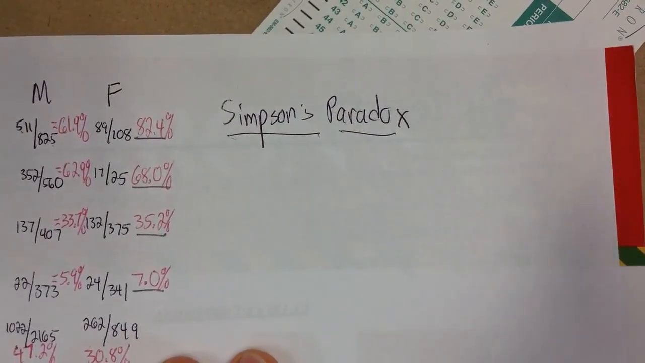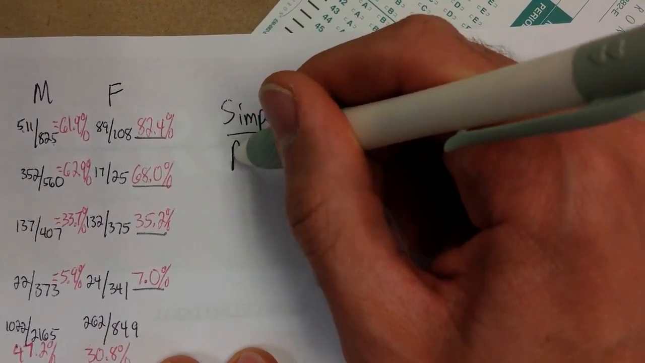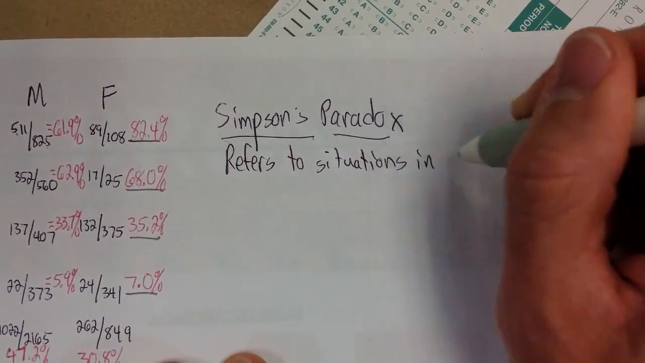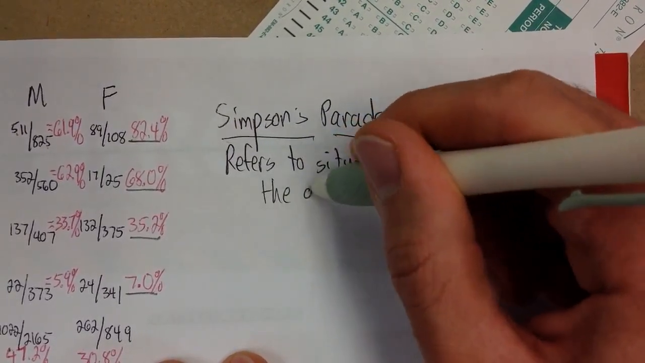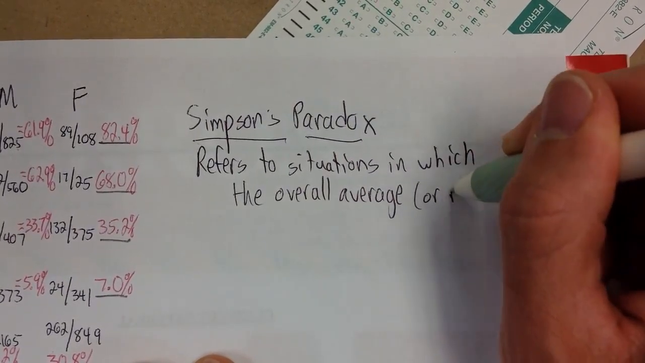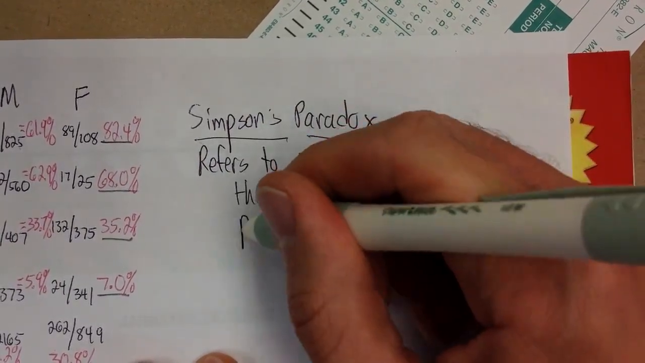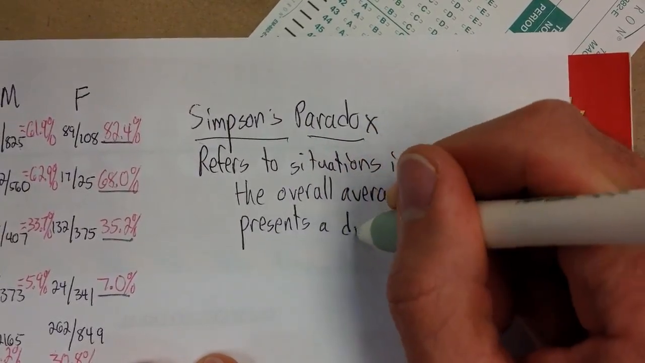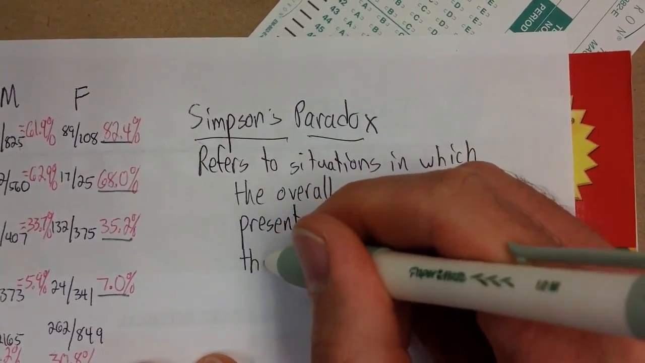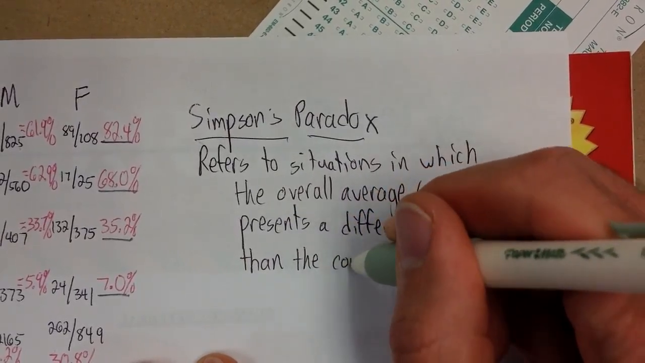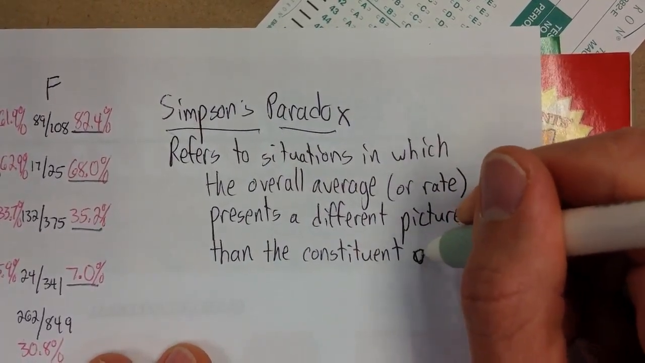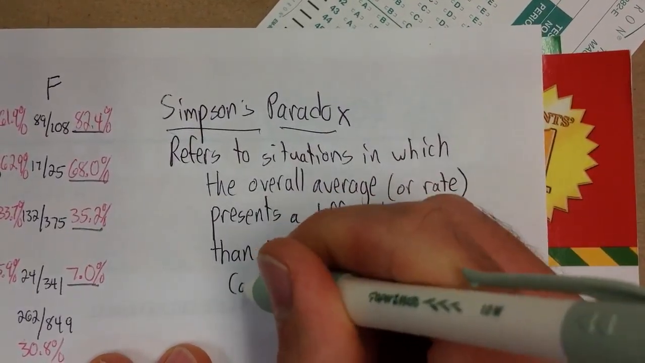And in my words, what Simpson's paradox is, this refers to situations in which the overall average or rate or percentage presents a different picture than the constituent, let's call them, averages or rates.